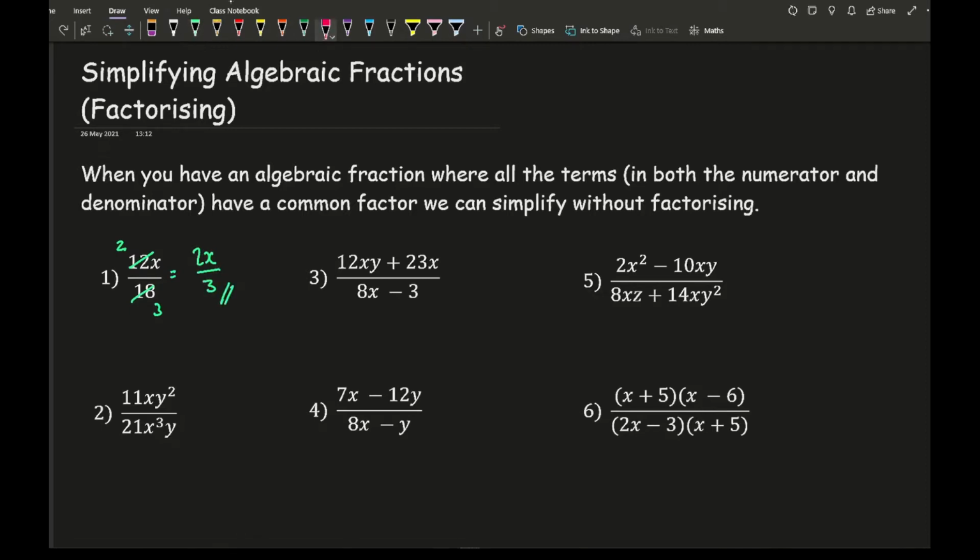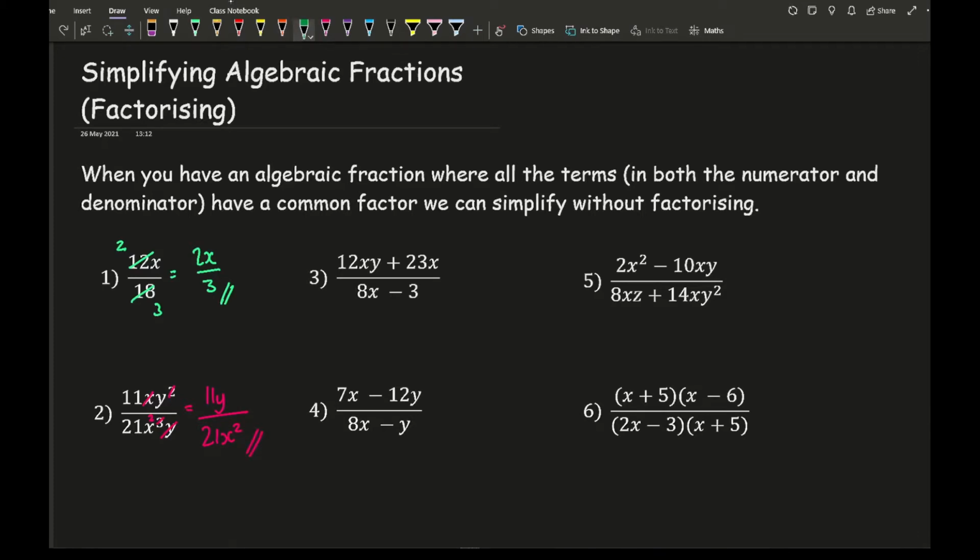With question 2, again looking, I've got numbers, x's and y's on both the top and the bottom. So looking at the numbers first, I can't really simplify 11 and 21 because there isn't a number apart from 1 that goes into both those two numbers. Looking at x, I've got 1x at the top and I've got x cubed at the bottom, so I can take that x and that means I've only got x squared left at the bottom. And I've got 2 y's at the top and 1 at the bottom, so I can take 1 from the bottom, take 1 from the top, and then all I need to do is write down what is left. So on the top I've got 11y and at the bottom I've got 21x squared, and there is my simplified fraction.